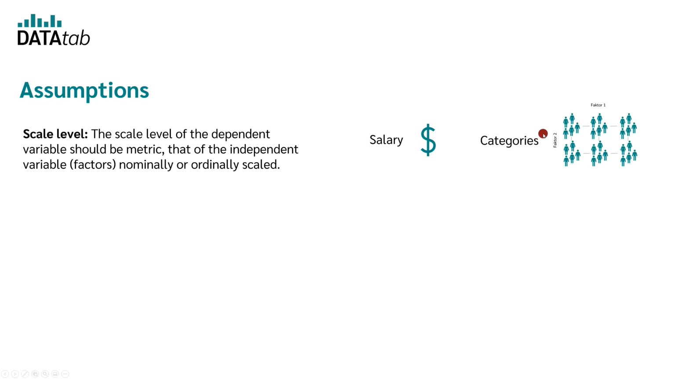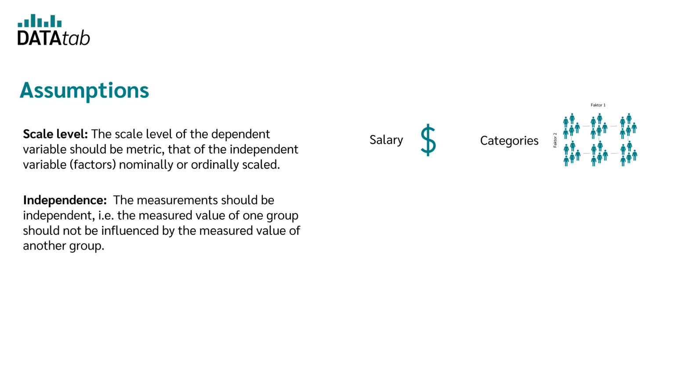And the independent variable should be nominally or ordinally scaled. For example, gender, high school degree, or type of a therapy. Note, however, that rank order is not used for ordinal variables, so this information is lost. Let's move on to the next assumption.